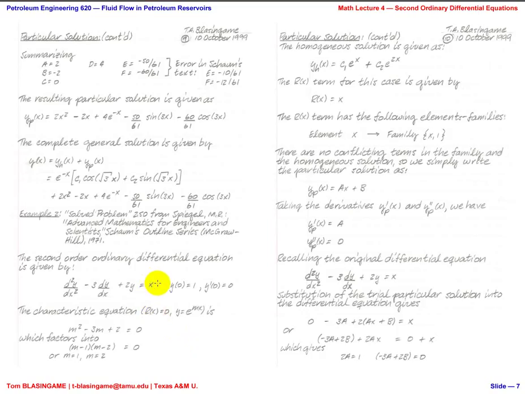So the first step is to solve the homogeneous part. We do that by assuming that R(x) is 0. Therefore, we get the characteristic equation and obtain the roots of this polynomial, which are 1 and 2. It is the first case, right? The values of m are different and real. Therefore, the general solution for the homogeneous part is given by this equation.